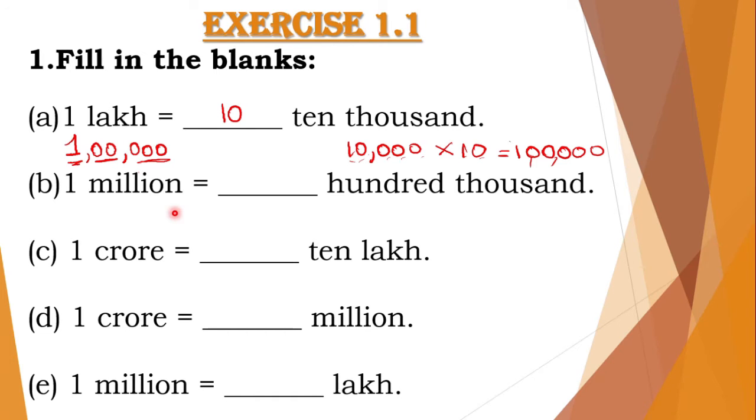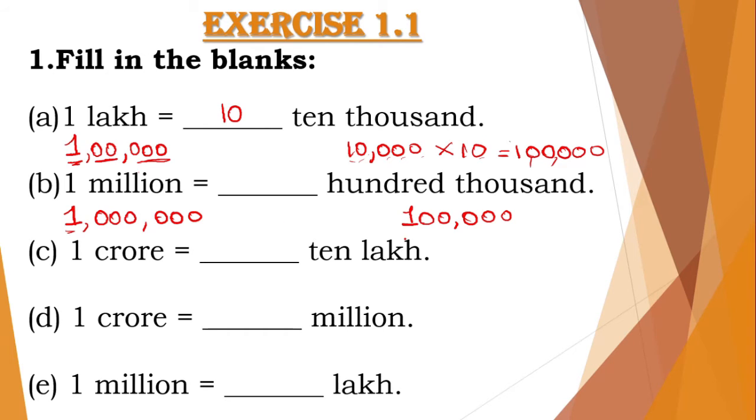Now, let's see the next question. So, the next question is 1 million is equal to dash 100,000. Now, again we should write the numbers. So, 1 million, first again we will write 1. And again, for 1 million we have 6 zeros. So, we will write 6 zeros. And 100,000. So, first we will write 1 again. And for 100,000, we have 5 zeros. So, 100,000. Now, we should compare them and check.